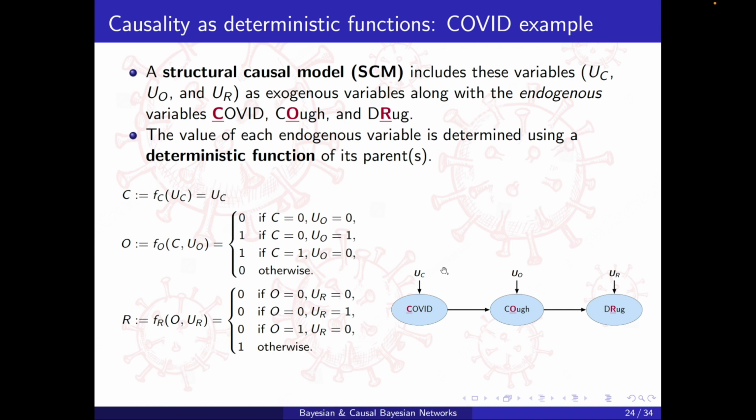of this exogenous variable U_C. O is a function of the exogenous variable U_O and its parent COVID. And it's deterministically determined here. This is basically an XOR function. For drug, same story. It's a function of its exogenous parent and its endogenous parent. So you could have different functions as well.